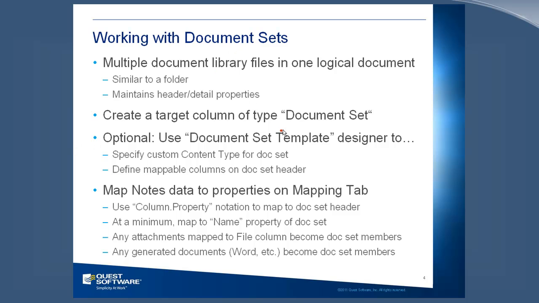Now, if it's a standard doc set, that will just have two properties called name and description, but if you loaded in a custom doc set, that might have all sorts of other properties that you defined in that content type for your custom document set.